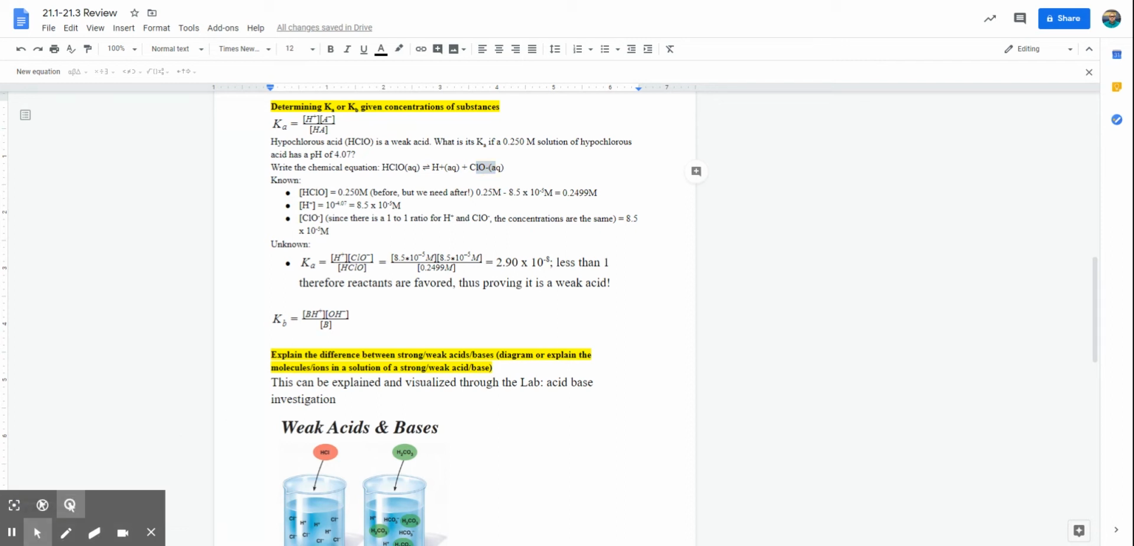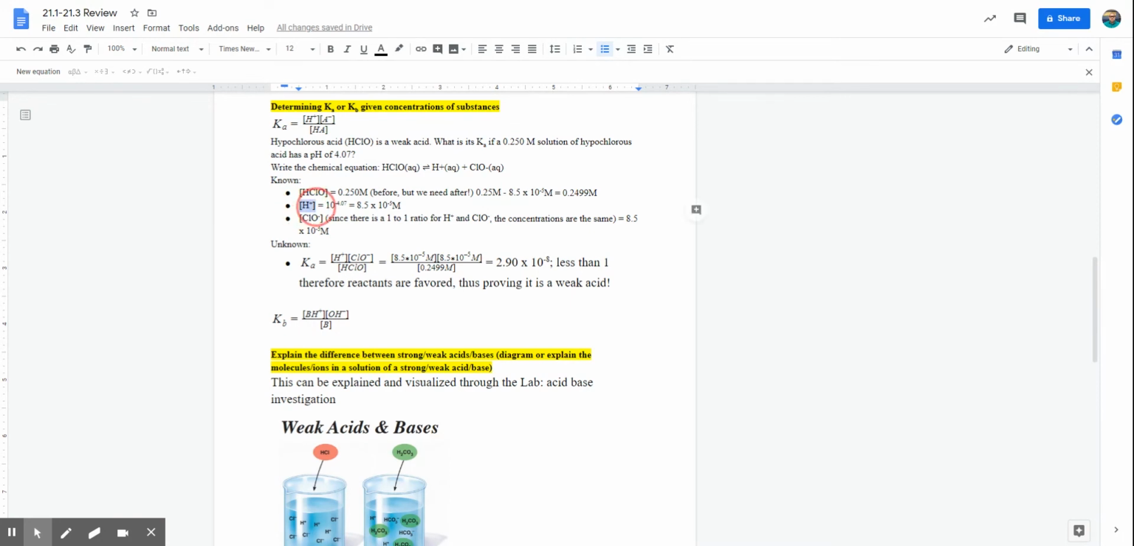And then moving on, you then write down what you know. So you know that the concentration of HClO before you start the reaction is 0.25 molar, but this is before, and we need it at equilibrium or after. So therefore, we have to take the 0.25 and we have to subtract an amount. I already did this, but I'll explain where this value comes from.